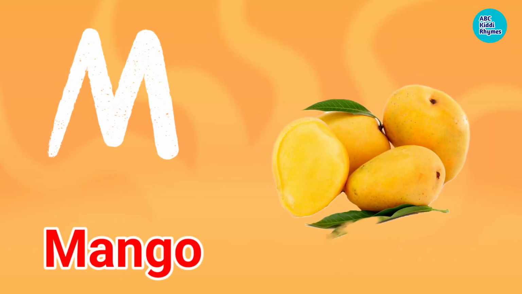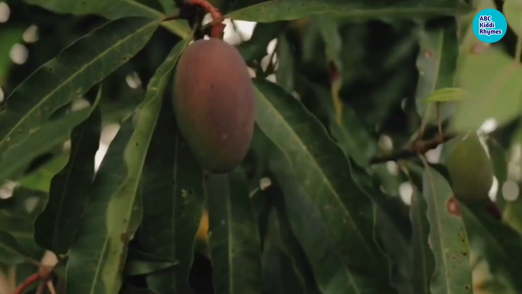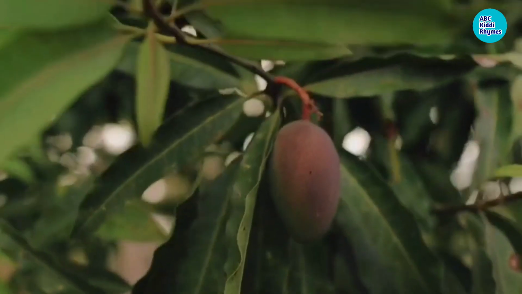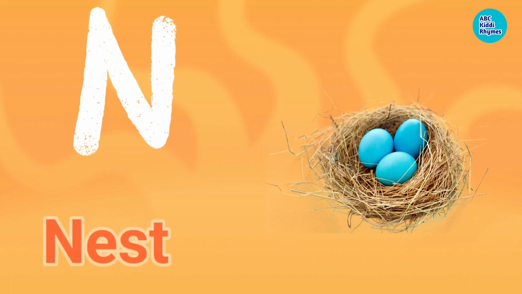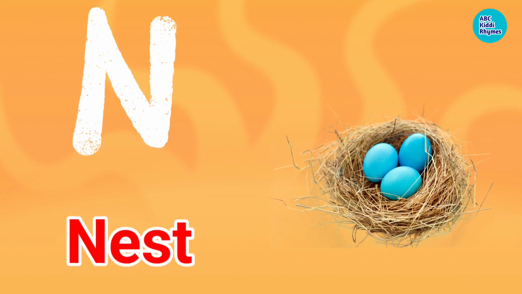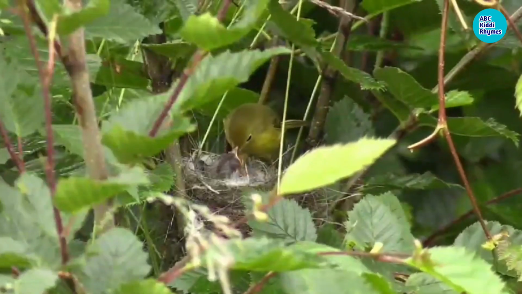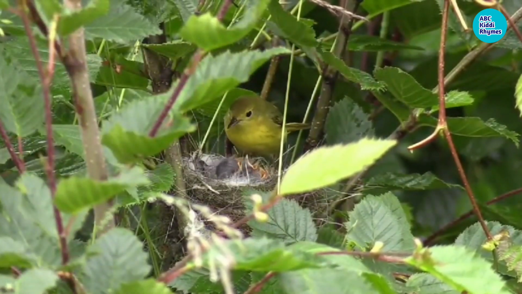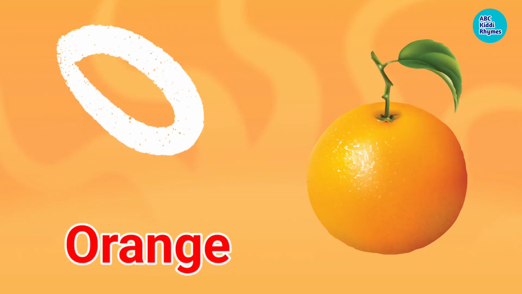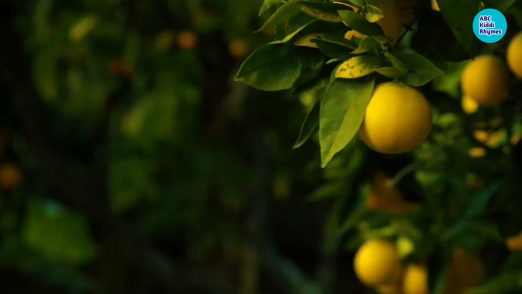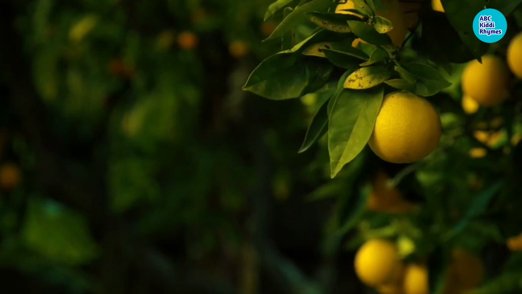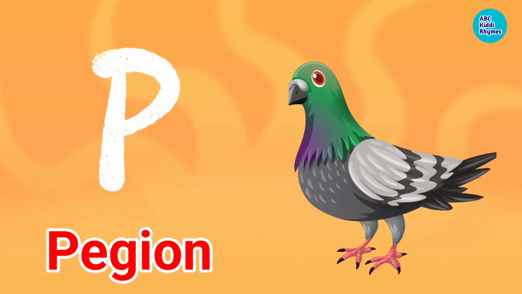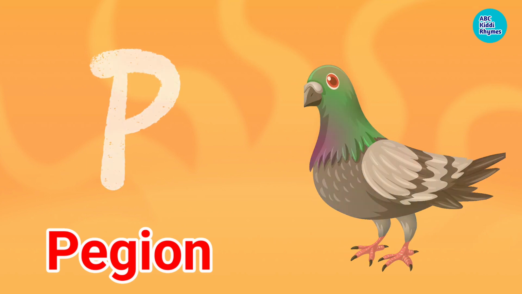M for mango. Mango means arm. N for nest. Nest means ghosla. O for orange. Orange means santara. P for pigeon. Pigeon means kabutar.